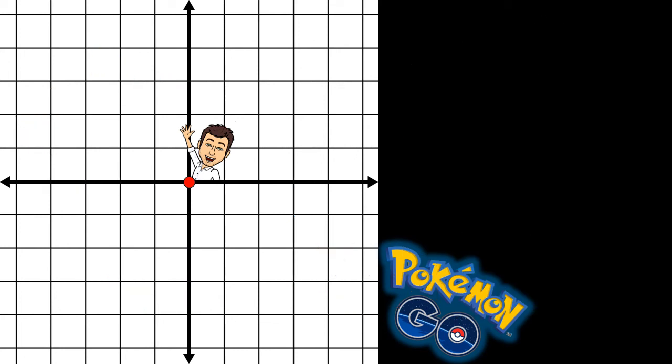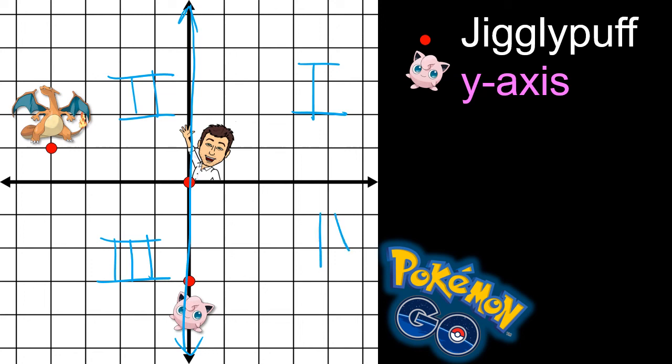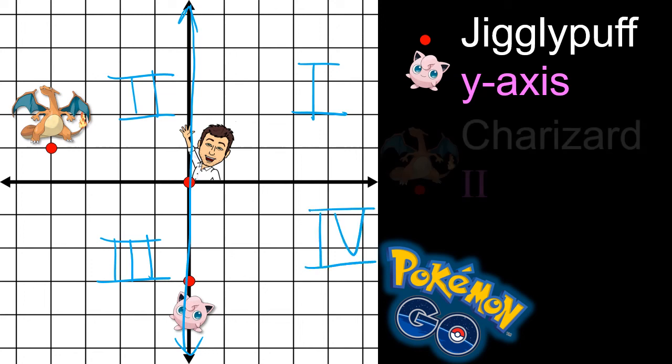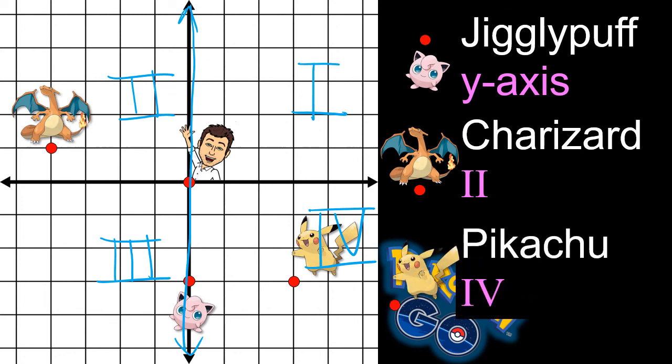And then last but not least, we have to figure out where these characters are going to be. Pikachu shows up on the y-axis. The y-axis is the axis that is the vertical axis going up and down. Charizard here, remember our quadrants are labeled 1, 2, 3, and 4. So Charizard is going to be in quadrant number 2, and then Pikachu shows up in quadrant number 4.